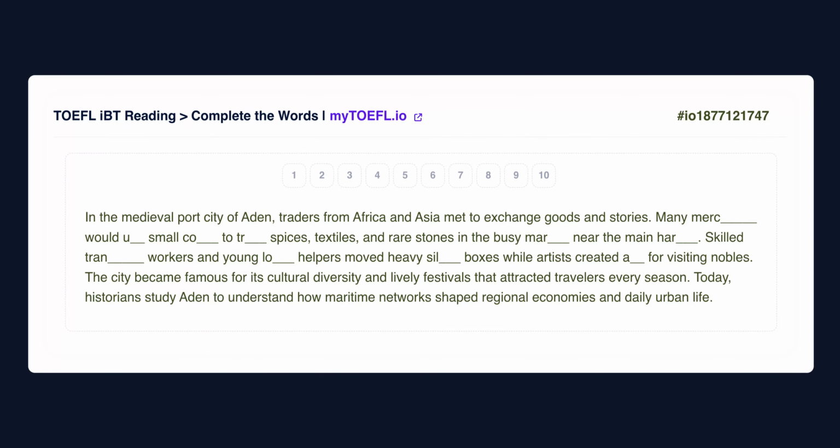Welcome back, TOEFL students. Get ready to sharpen your reading skills as we tackle a complete the words question. This question type is a fantastic way to improve your vocabulary and your ability to use context clues, which are essential skills for the entire TOEFL exam. Let's jump right in and see how we can master this challenge together.